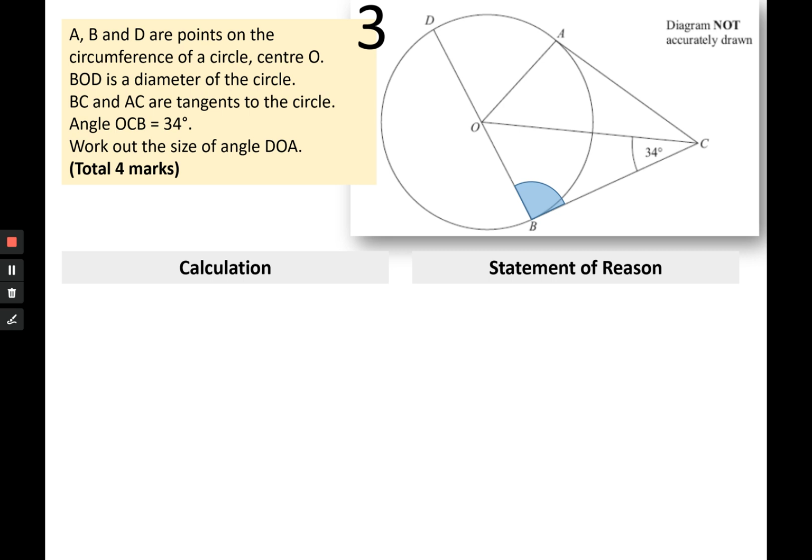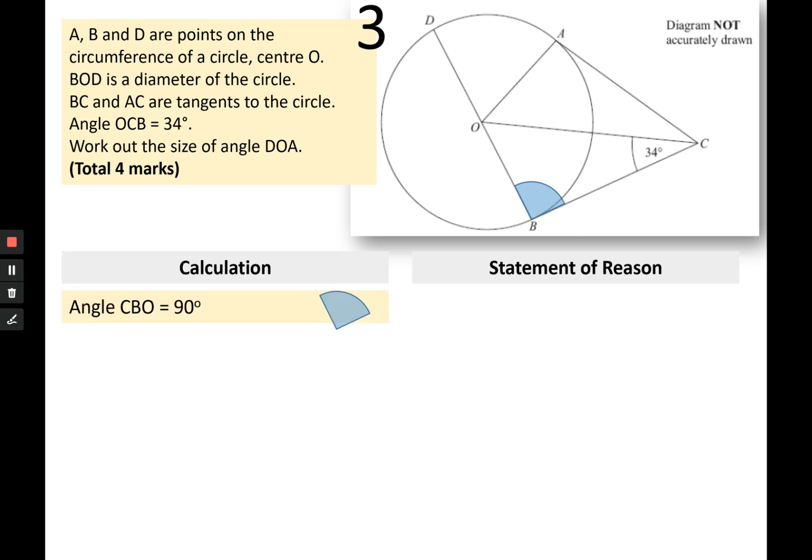Okay, going through the question now. We're looking for angle DOA. So this is the angle we want here. We have 2 tangents. We have a radii. We know that they're going to be 90. I'm getting a bit carried away, so let's just go backwards a bit here.